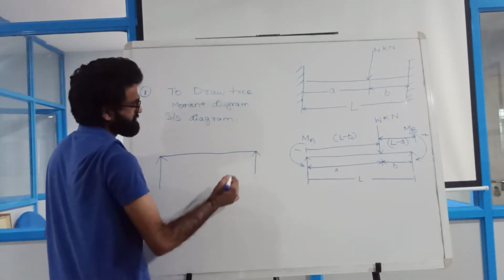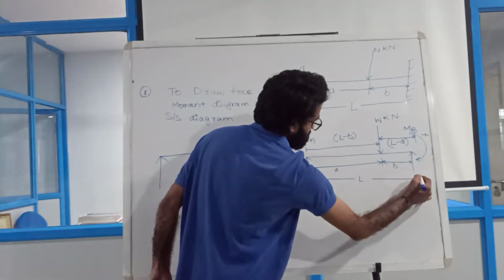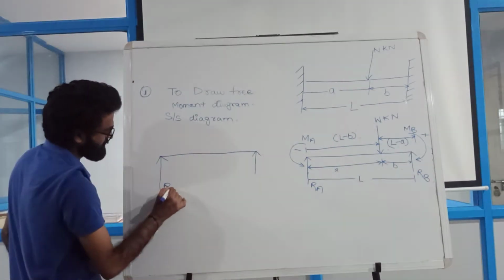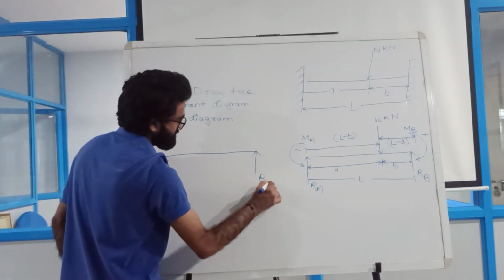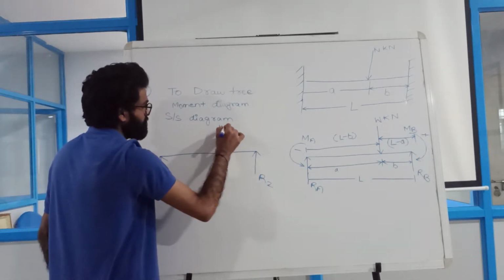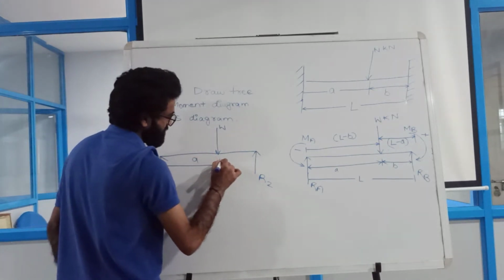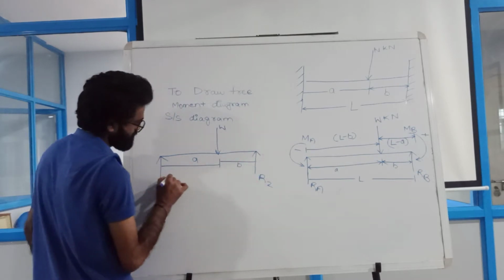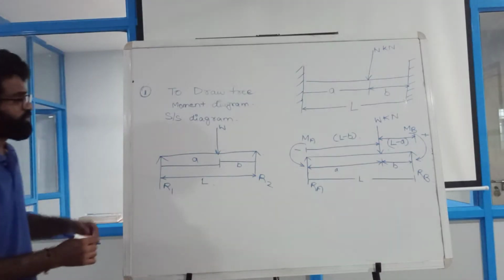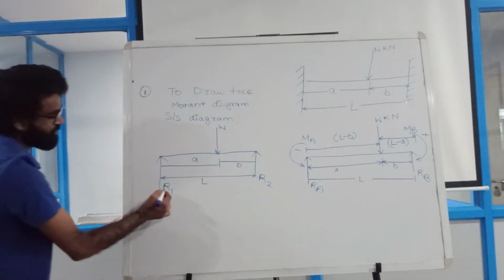So let us say this is going to be capital RA and this is going to be capital RB. Here let us say I will assume this is R1 and this is R2, and here the load is acting, that is the W. The particular distance is A, and this is B, and the total distance is L. So let us calculate my R1 and R2 values.